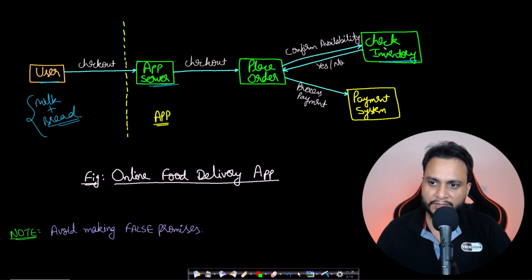So this check inventory service will actually check its inventory and say that yes, all the items are available, or it will notify what items are not available. And only after the user confirms that these are the items available and that they want to place an order, can they proceed with the payment system, that is, they can pay and make the final order.